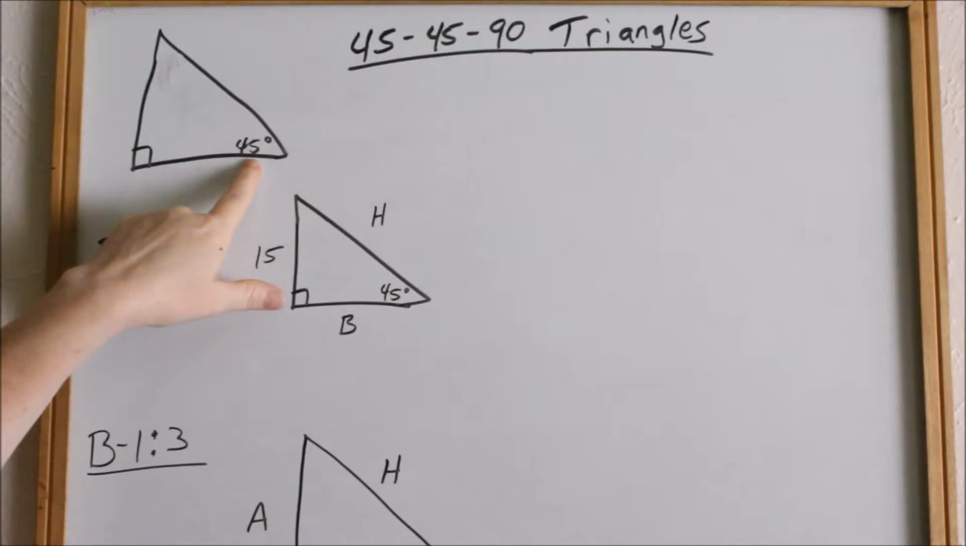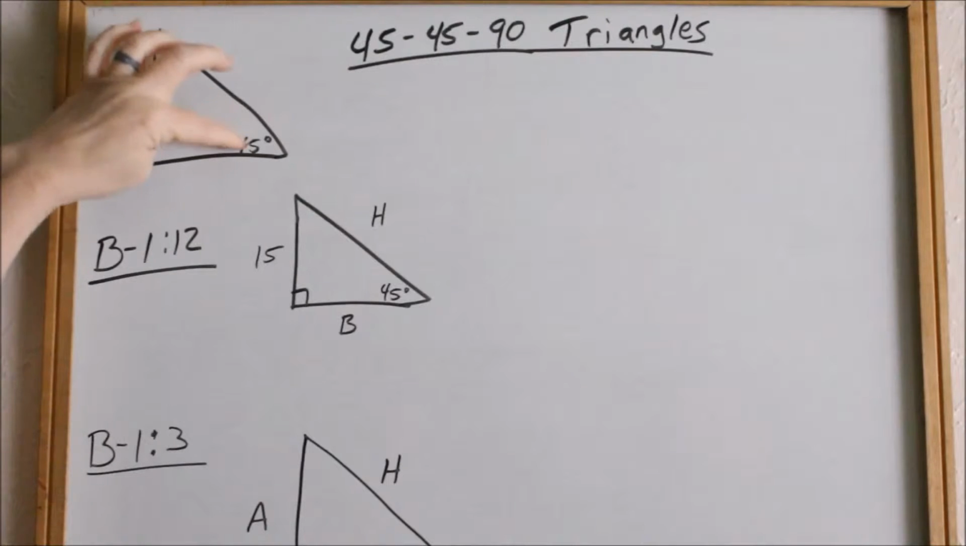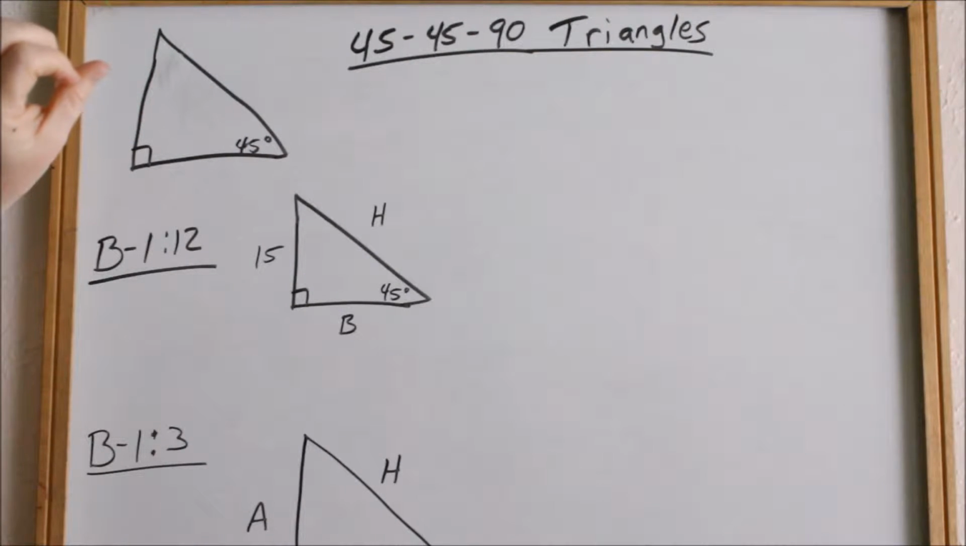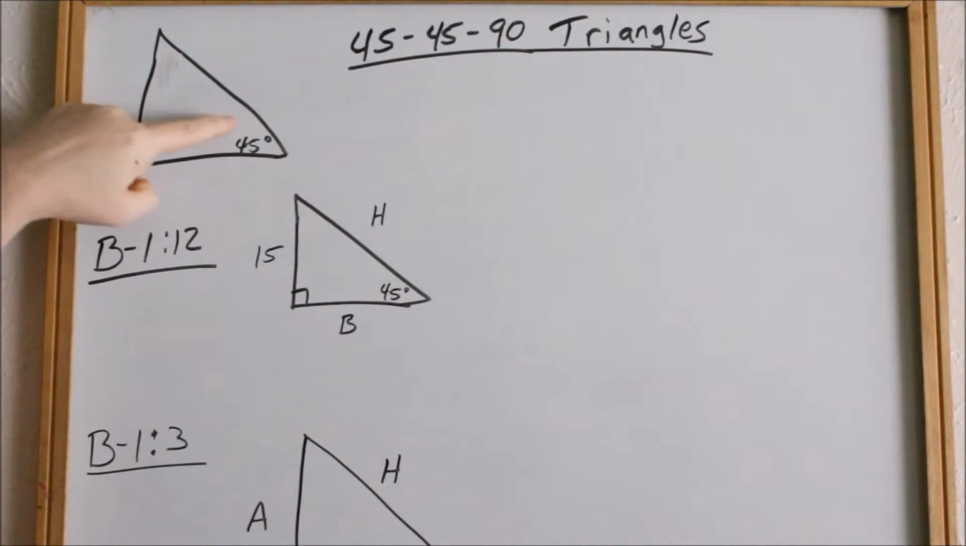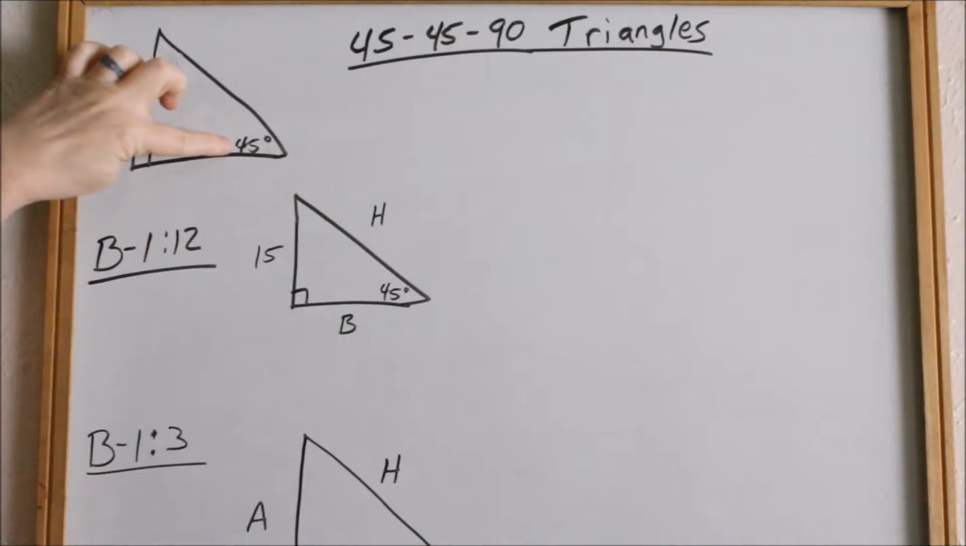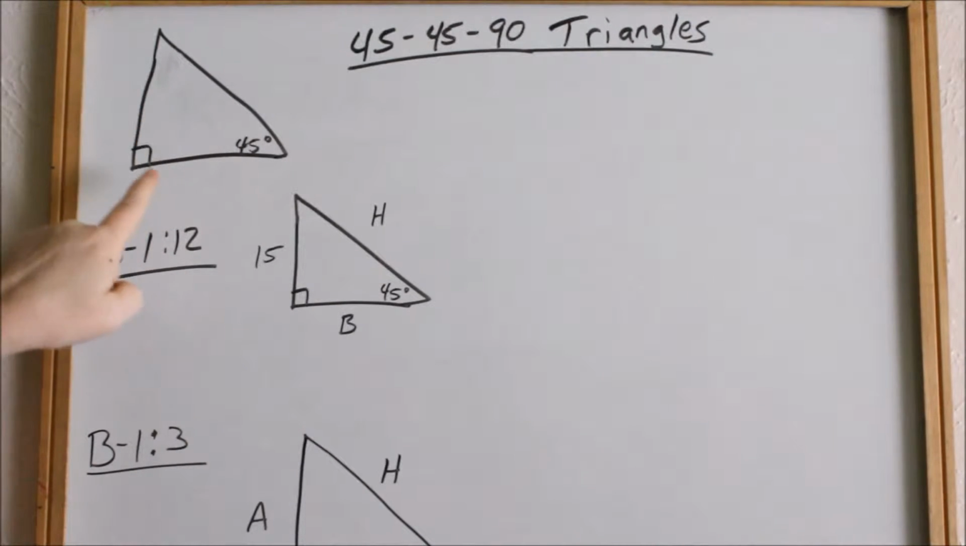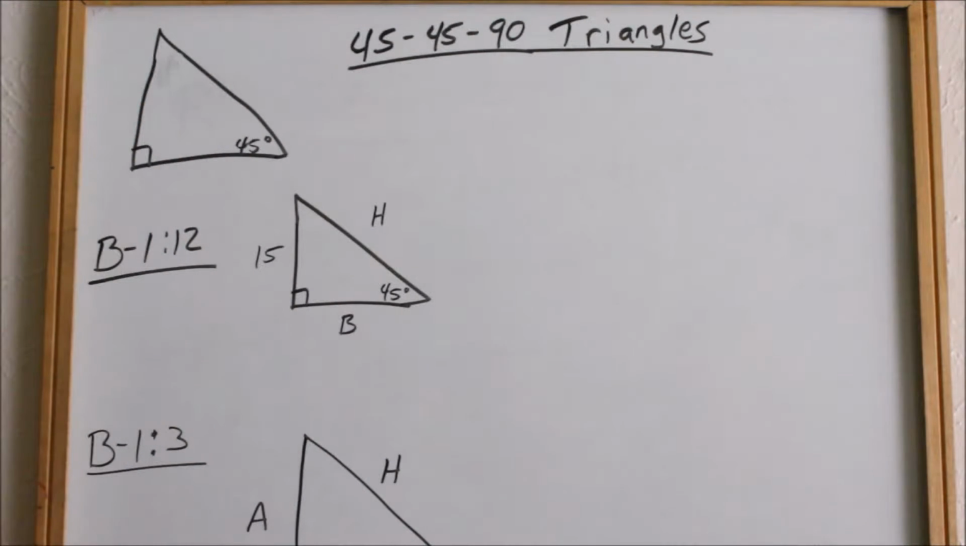If this is 45 degrees, the other one has to be 45 degrees, because remember, all the angles have to add up to equal 180 degrees. So if this is 90, these two have to equal 90. 90 plus 90 is 180. So if this is 45, that has to be 45. They might not label it, but just know if that's 45, the other one's 45, and it's a special triangle. So it's a 45, 45, 90 triangle.